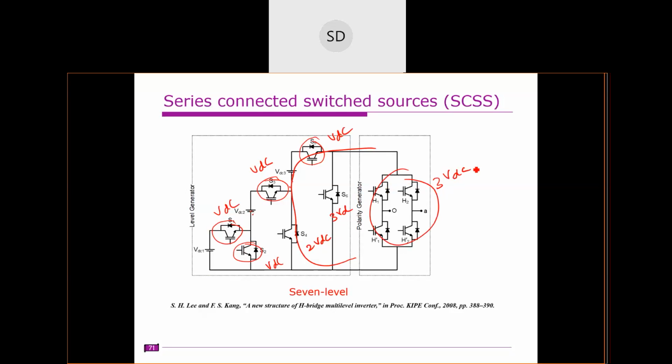So what is its total standing voltage? If we add all, 3 VDC, 6 VDC, 9 VDC plus 12 VDC, I think around 21 VDC. Correct? Yes, sir. The total standing voltage is 21 VDC. In per unit form, it will be 21 VDC divided by 3 VDC, so it will be 7. So this is about the series connected switch sources.